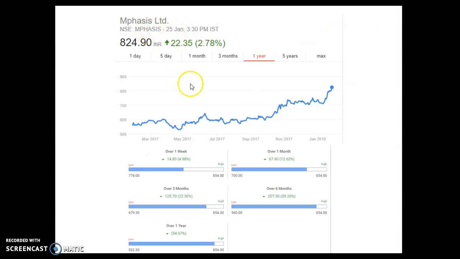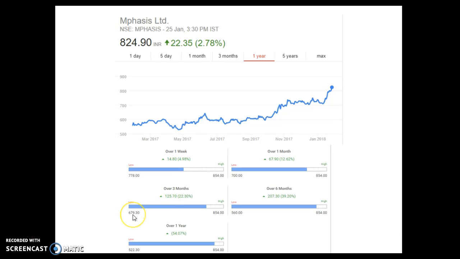This is the over 1 year. Just observe over here, this is the over 1 year price behavior of the particular script. The last 1 week low is 178 and the high is 854. Last day of the closing is 825.9, almost close to the 825. 1 month low is 700 and high is 854. And the overall change is 67.9 rupees, in terms of percentage, 12.62%.